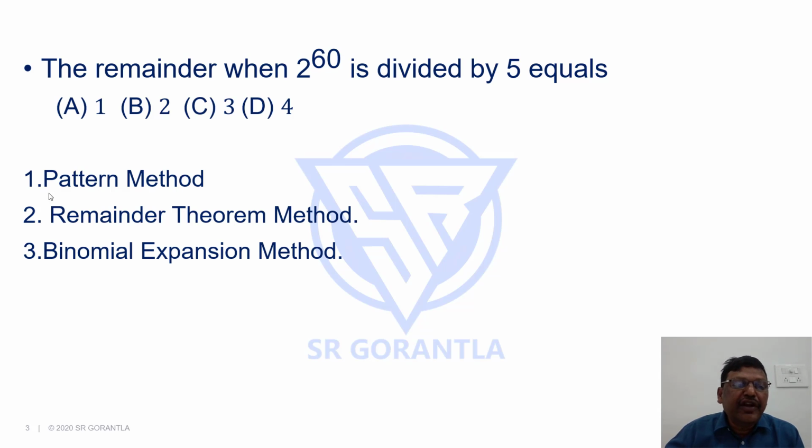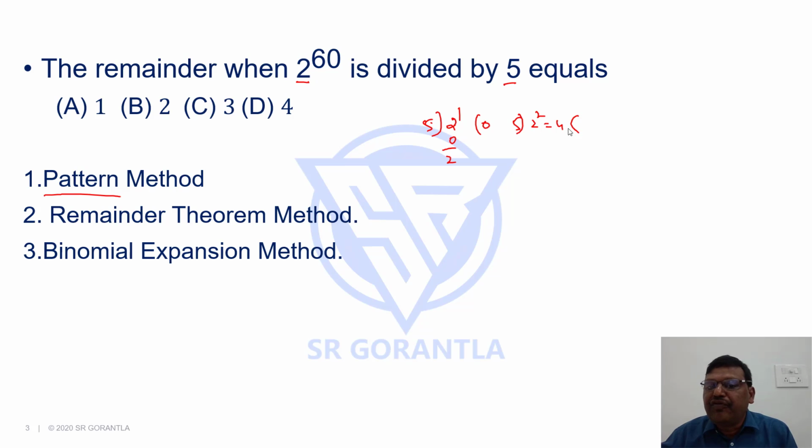In the pattern method, we try to identify the pattern each combination of numbers follow. Like for example, here you are given a power of 2 and asked to divide by 5. We'll start with 2 power 1 and try to identify the pattern the remainders have. 2 power 1 divided by 5, remainder is 2. 2 square is 4, which is less than 5, so the remainder is 4. 2 cube is 8 divided by 5, remainder is 3. 2 power 4 is 16, 5 3s are 15, remainder is 1.